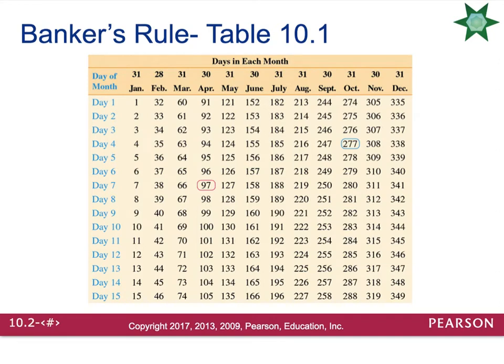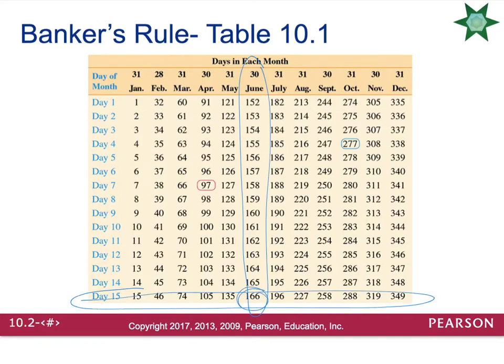Table 10.1 is in your book on page 577, and this tells you at any time of the year the exact number of days that have passed in the year. For example, if it is June 15th, you would go to the June column, look at the day 15 row, and you know that on June 15th you are 166 days into the year. Obviously, if it's January 1st, you go to the January column, look at day 1. On January 1st, you've only been 1 day into the year.